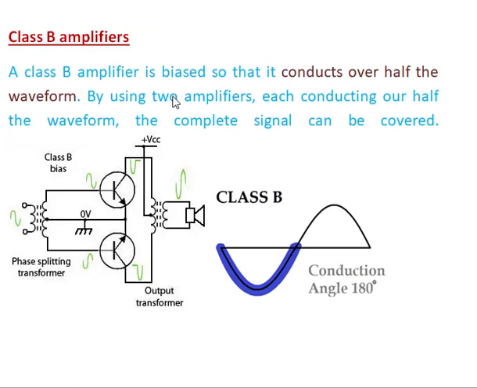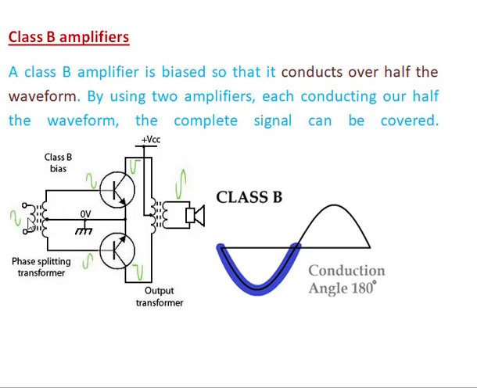In this class B amplifier, this amplifier conducts only half of the input waveform. So the output appears only half of the input signal. Here we are using two amplifiers, each conducting over half the waveform. There are two transistors.